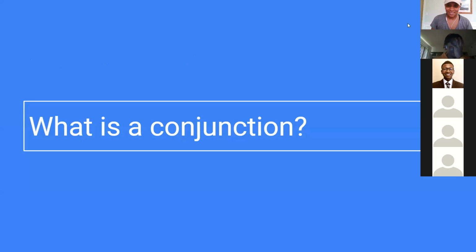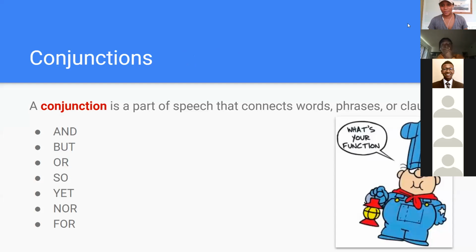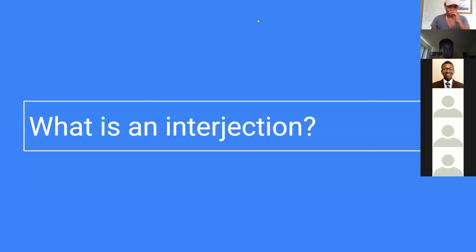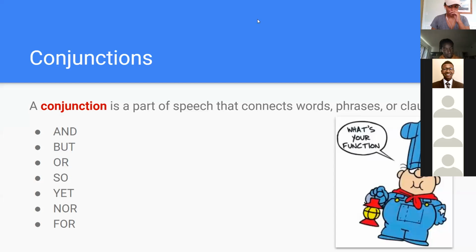Okay, what is a conjunction? We talked about this. Conjunctions are part of speech, and I did put the little guy just for you, Andy. A conjunction is a part of speech that connects words, phrases, or clauses. And we talked about this: it's and, but, or, so, yet, nor, for. Right? What's the function? It's just to connect. I'm going to connect these words, blue and green. I'm going to connect phrases. I'm going to connect clauses. So I think that's pretty self-explanatory.